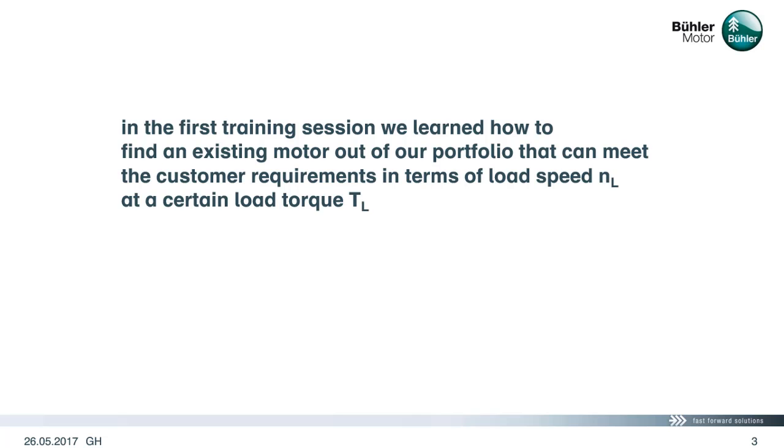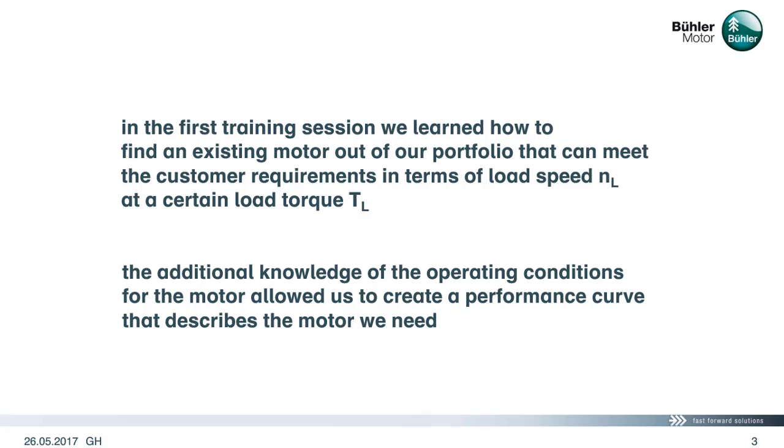In the first training session, we learned how to find an existing motor out of our portfolio that can meet the customer requirements in terms of load speed N sub L at a certain load torque T sub L. The additional knowledge of the operating conditions for the motor allowed us to create a performance curve that describes the motor we need. We remember how a performance curve of a permanent magnet DC motor generally looks like.